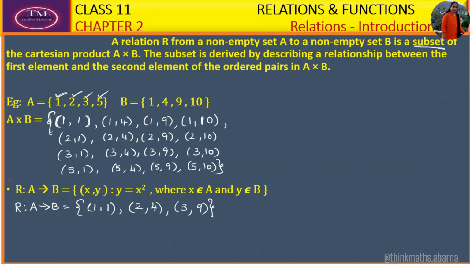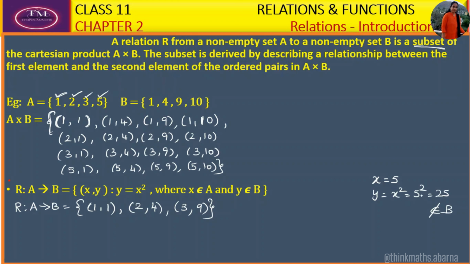So this is the relation. The relation has the elements (1,1), (2,4), (3,9). This is the answer for the relation from A to B, which is the set of all (x, y) such that y is equal to x square. Here, if we take x equal to 5, y is x square, which is 5 square, that is 25, but it does not belong to B.